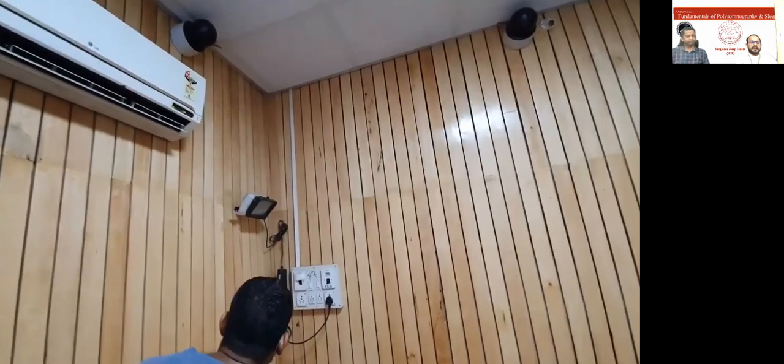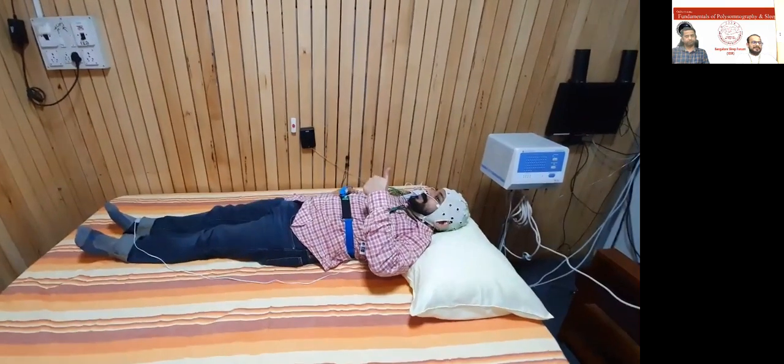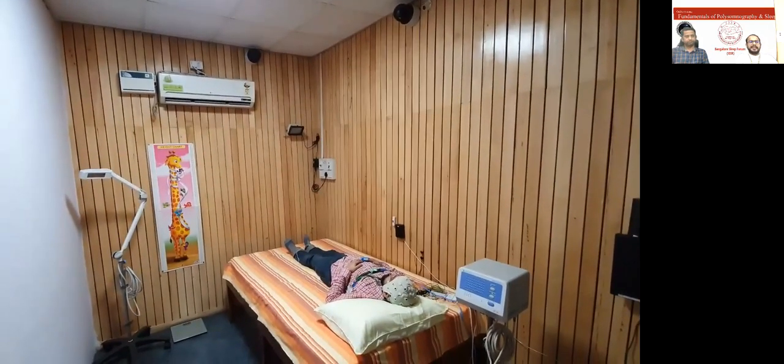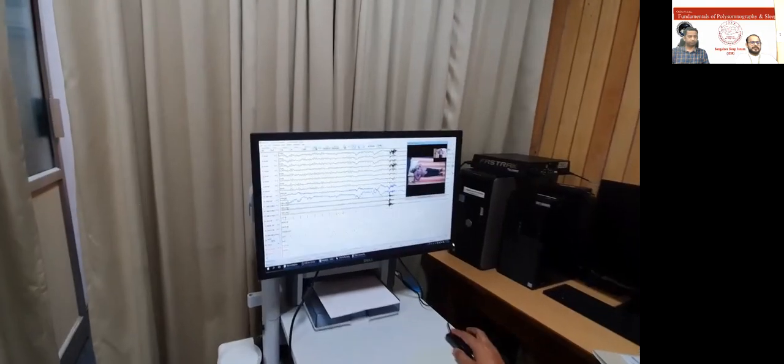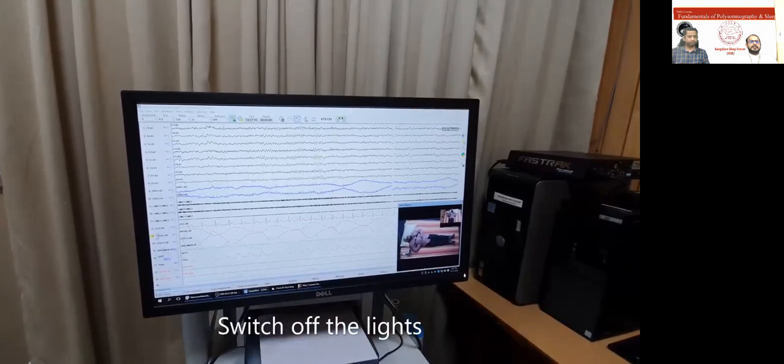Cameras, lights, everything is on. So as you can see, everything is set, and we are ready to start the acquisition. Right. The lights are all out. Switch off the lights and just make sure everything is proper.